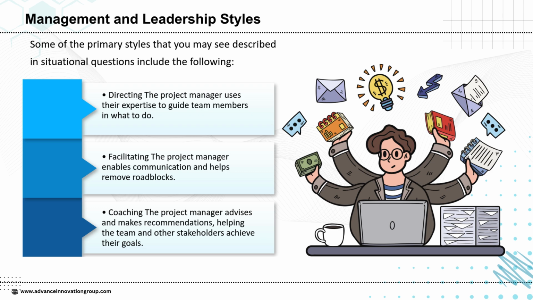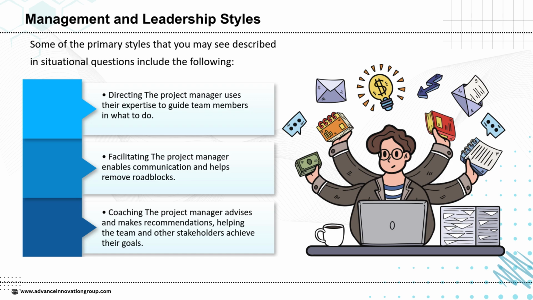One common style is directing, where the project manager relies on their expertise and gives clear instructions to team members about what needs to be done. This style works best when the team requires strong guidance or when tasks are critical and time-sensitive. The second style is facilitating, where the project manager's role is more about enabling communication, encouraging collaboration, and removing roadblocks that might slow the team down. Instead of telling people exactly what to do, the manager ensures the environment supports productivity.